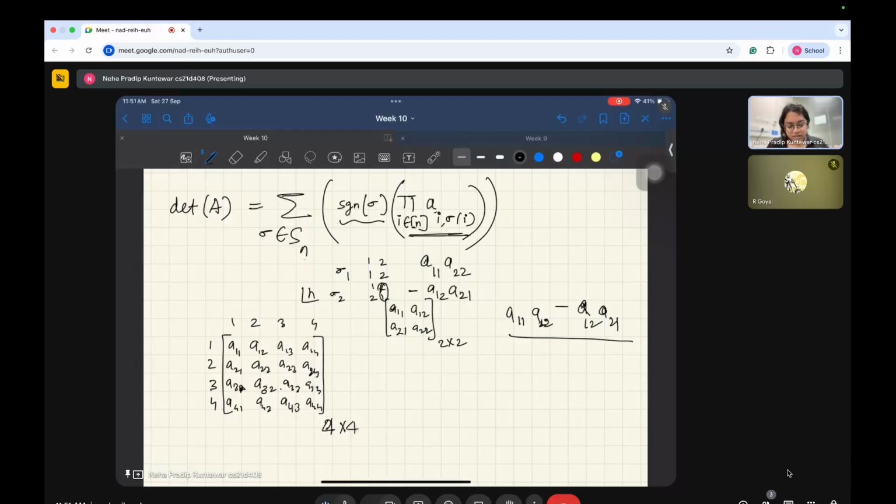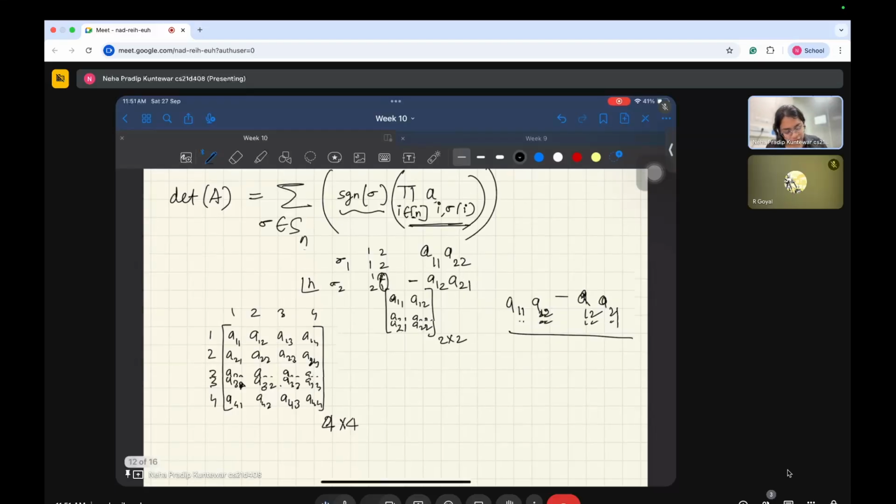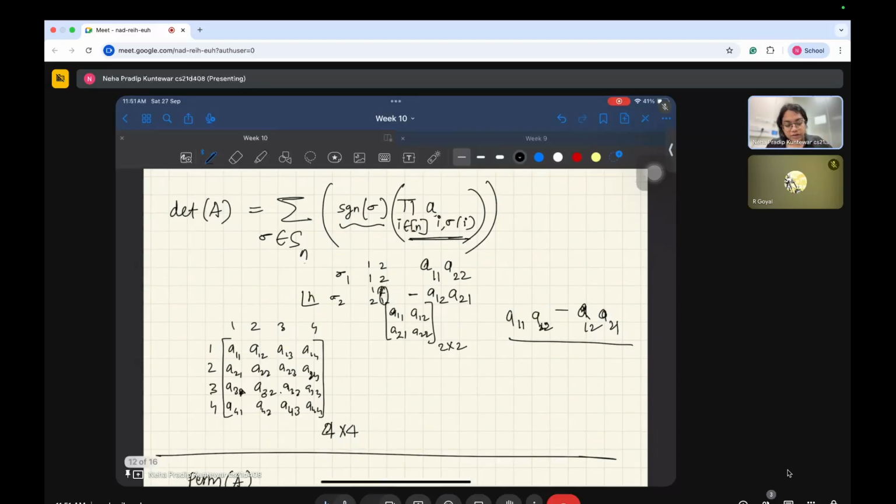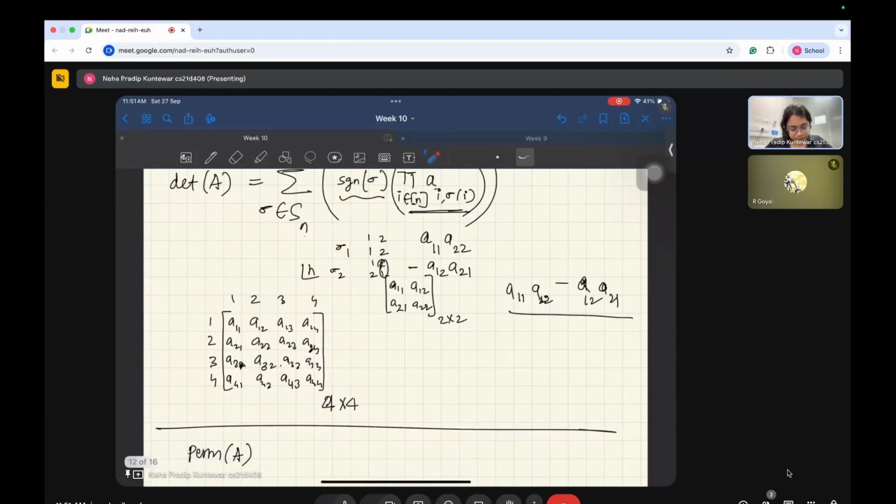And then what about the permanent? The permanent is exactly the same as the determinant, but forget about the sign. Just add them blindly.